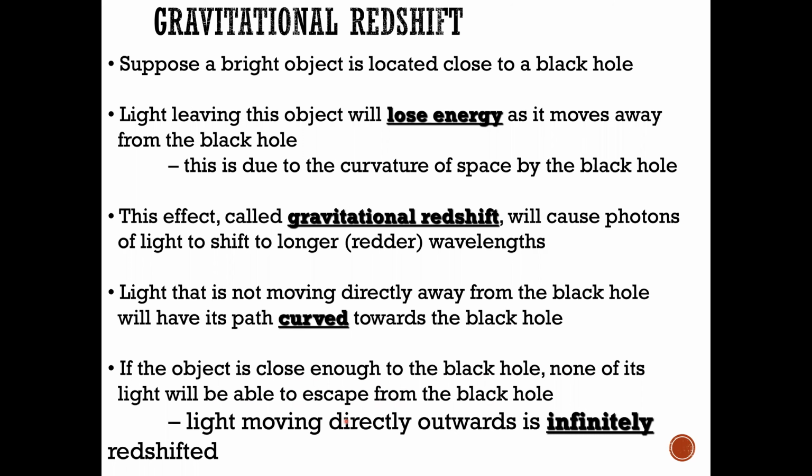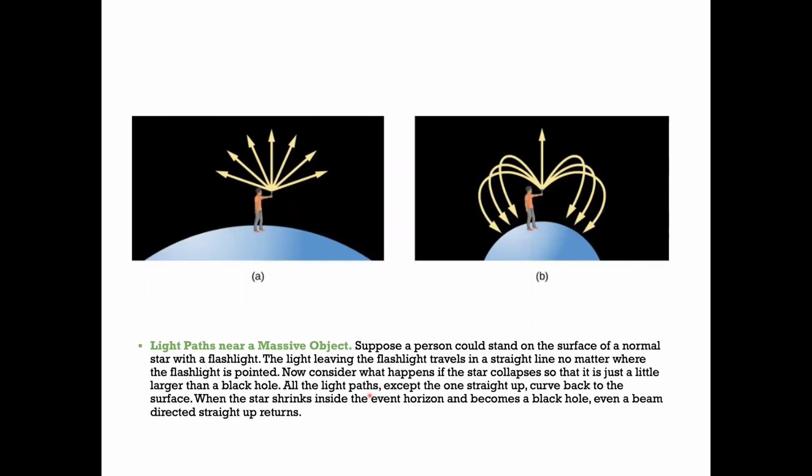So the light moving directly outward is infinitely redshifted. Right? So what happens is, if there is an object that is very close to the black hole, none of its light will be able to escape from the black hole. Because of that, we used to say that the light moving directly outward is infinitely redshifted. Now these two pictures explain this idea.